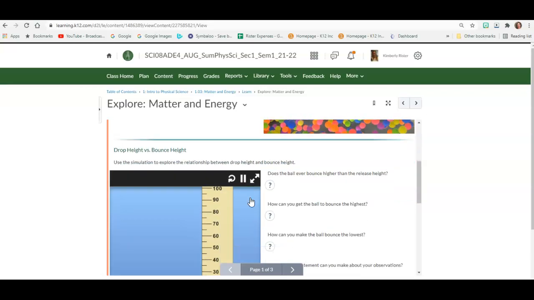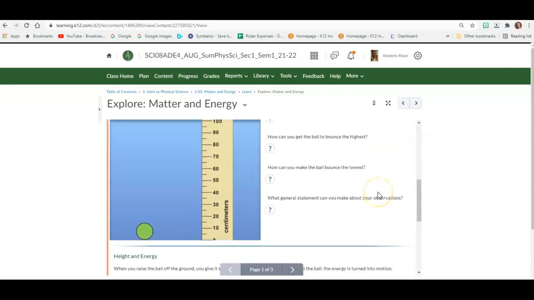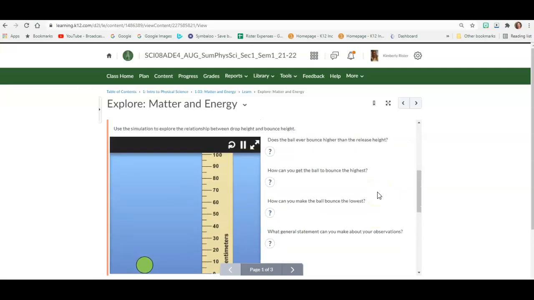So drop height versus bounce height. I just explained this, so take note here. This answers one of your questions. Use the simulation to explore the relationship between drop height and bounce height. Okay, so if we scroll down, we can see we have a little ball here. Does the ball ever bounce higher than the release height?